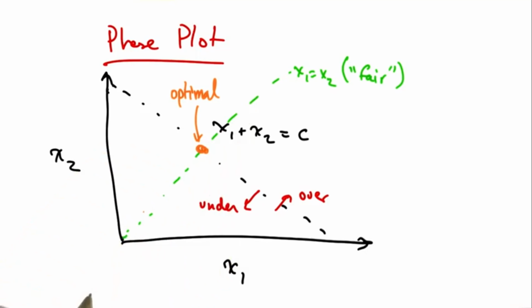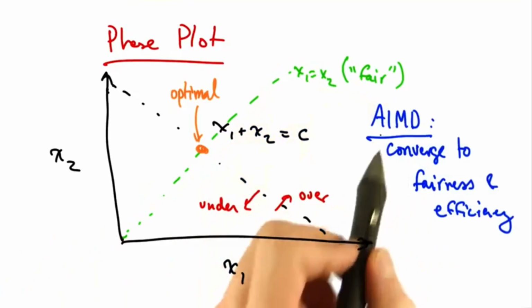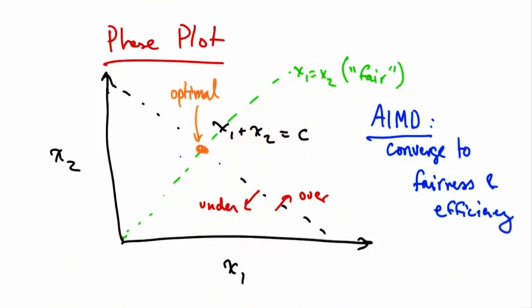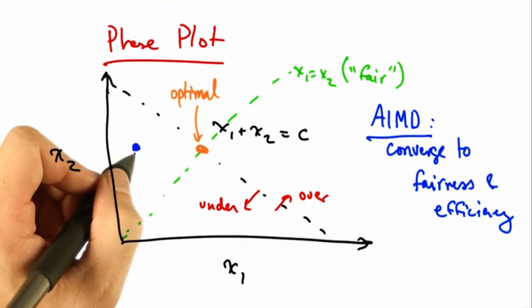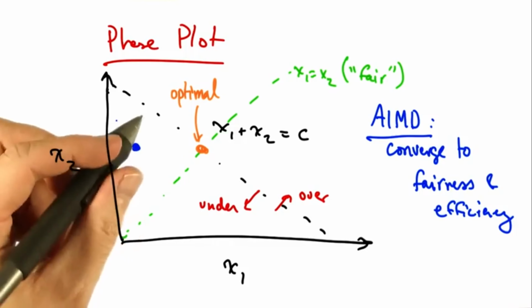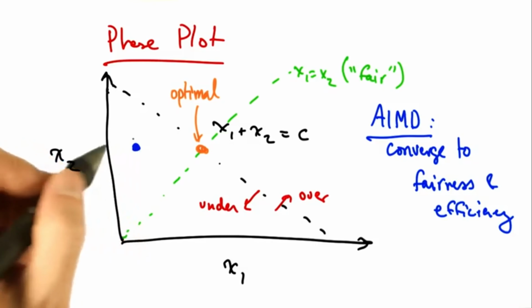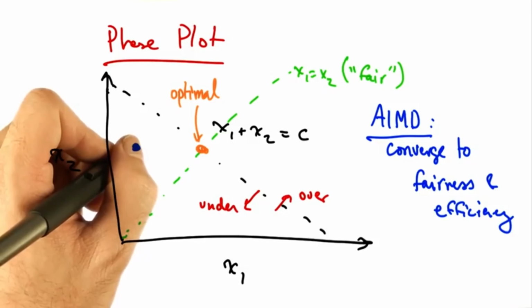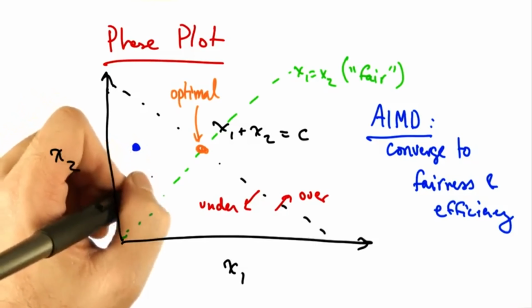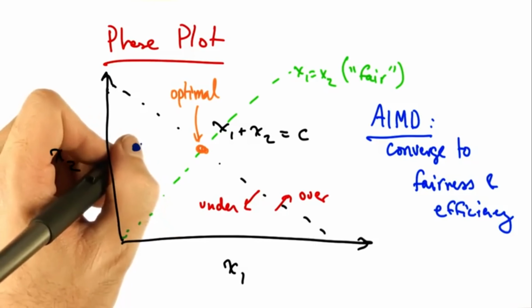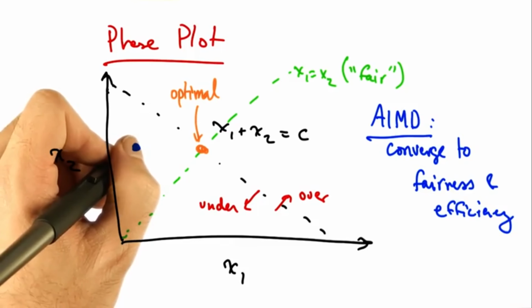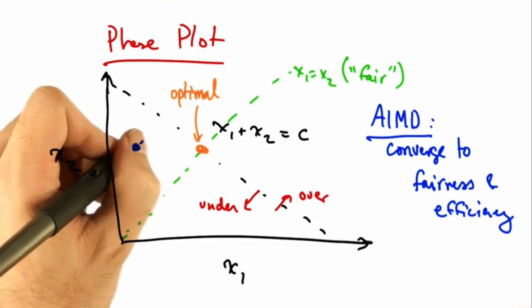We can use the phase plot to understand why senders who use additive increase, multiplicative decrease converge to fairness. The senders also converge to the efficient operating point. Let's suppose that we start at the operating point shown in blue. At this point, both senders will additively increase their sending rates. Additive increase results in moving along a line that is parallel to x1 and x2, since both senders increase their rate by the same amount.